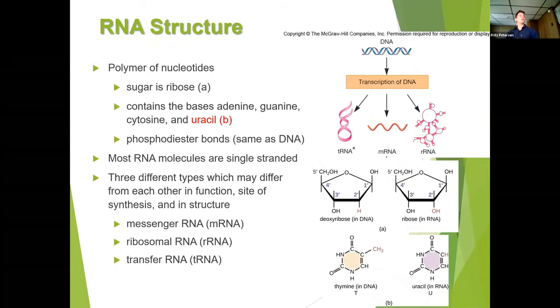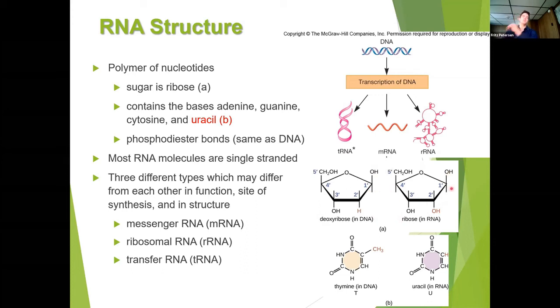Moving on to RNA. RNA also comprises a polymer of nucleotides, but there are differences between RNA and DNA that you should definitely be aware of and know. The first difference is that the sugar in RNA is no longer deoxyribose, it is now ribose. Here you can see in picture A the difference. This is deoxyribose, found in DNA, and this is ribose, which is found in RNA. So there is a difference in the sugar.